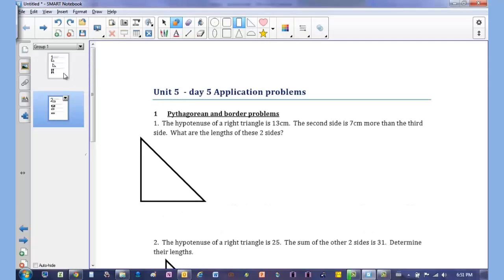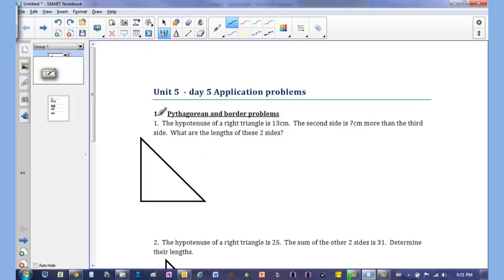Let's take a look at some more application problems with quadratic equations. We're going to look at some word problems that involve geometry, in particular the Pythagorean theorem and some border problems. In this particular problem, the hypotenuse of a right triangle is 13 centimeters in length. Usually the hypotenuse we label as C, is 13 centimeters in length.